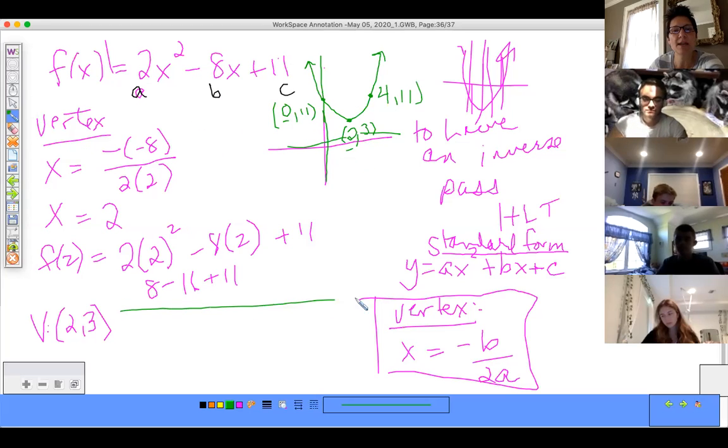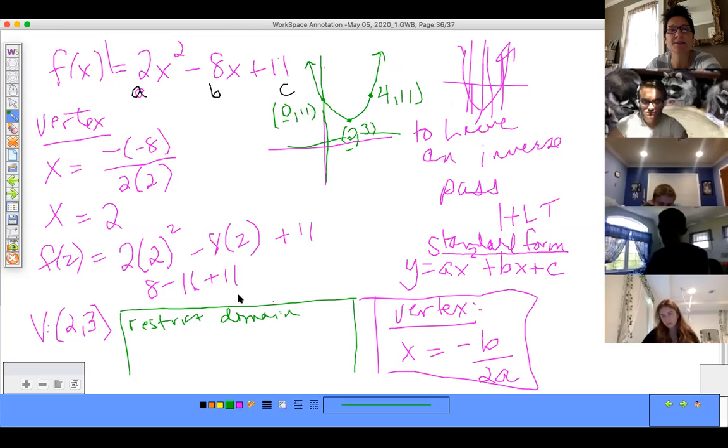Now, in its regular form at this particular stage, this does not pass the horizontal line test, but we restrict the domain to do where? So we restrict the domain. Which side would you like? What side of the parabola would you guys like? I don't care what side you pick. Remember, it doesn't matter what side you pick. Right side. Fair enough.